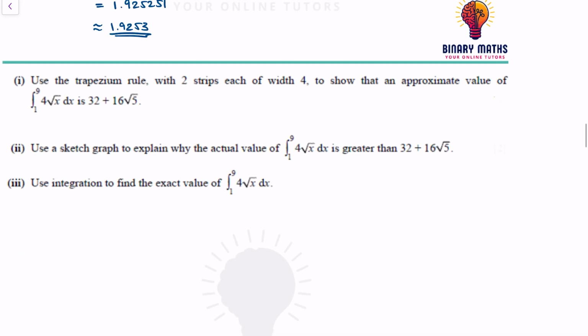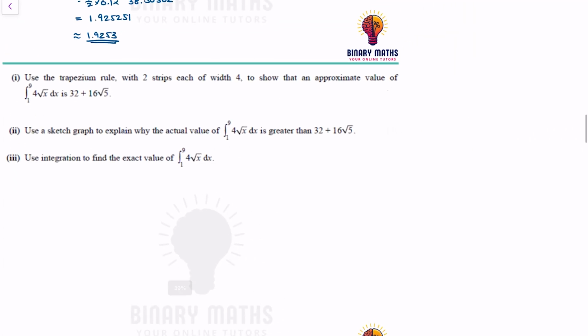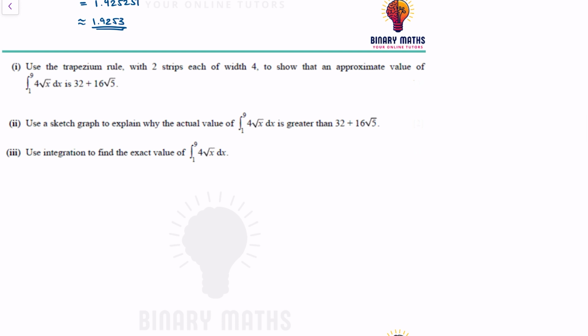Okay, one last question that I'm going to go through. Use the trapezium rule with 2 strips, each of width 4, to show that an approximate value of the integral from 1 to 9 of 4 root x dx is 32 plus 16 root 5. In this case, my a is equal to 1, my b is equal to 9, and my n is equal to 2.